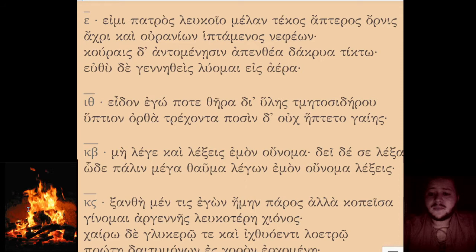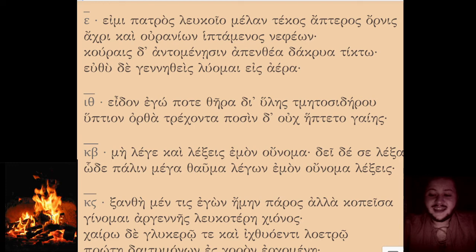Melan is actually just in the plain form, like the subject case. So it's going to be describing whatever the am is. I am. So black. And then we have this word tekos, which is a Homeric or ancient Greek word for child. I am the black child of a white father. That's what we've got so far. Imi patros lekio melan tekos. I am the black child of a white father. Already sounds kind of riddly.